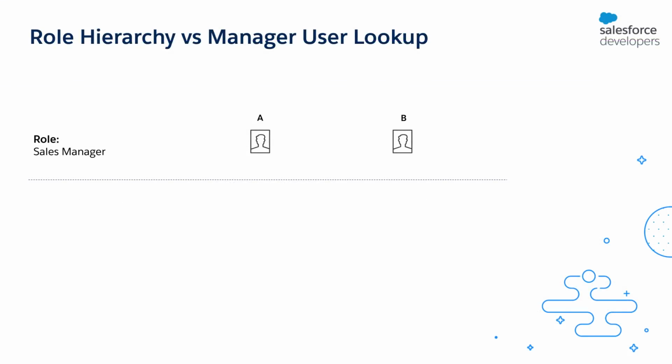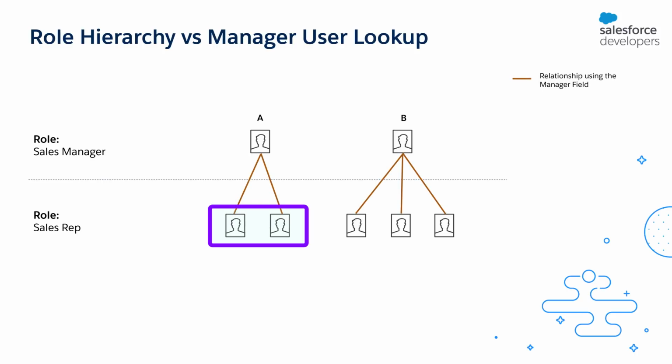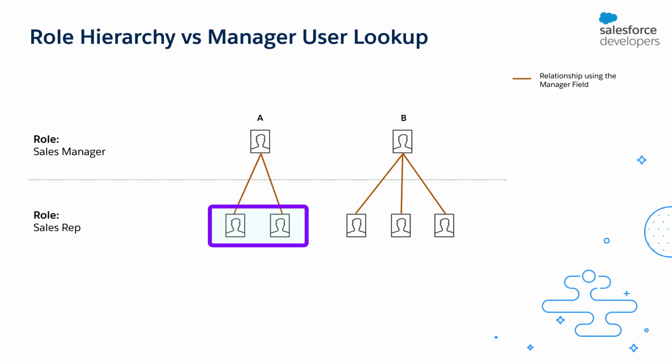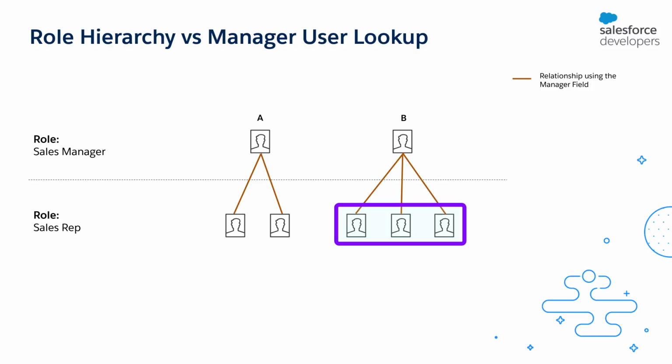Let's say you have 2 users who have the role sales manager and 5 users have the role sales rep. Now using the manager lookup field, these 2 users report to manager A and these 3 users report to manager B. So now if any of these 2 users request an approval from their manager, it goes to A. If these 3 request for approval, it goes to B. This is purely because of the manager lookup field.